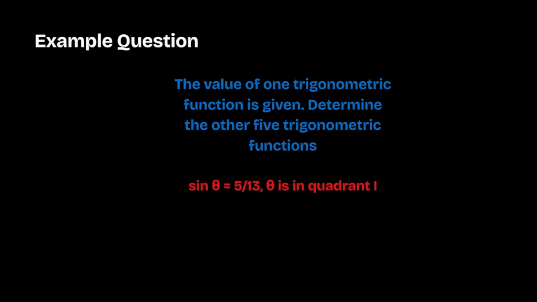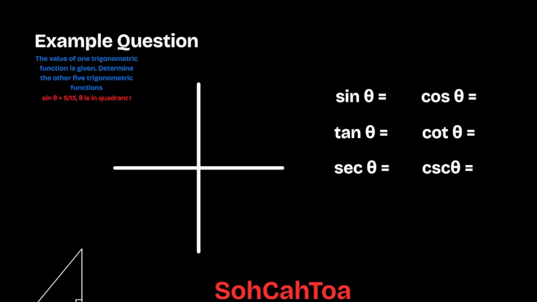Alright, this is the last question we will be doing before we wrap up the video. The value of one trigonometric function is given. Determine the other 5 trigonometric functions. So we've got sine theta is 5 over 13, if theta is in quadrant 1. So let's go look at our graph. The question tells us that it's in quadrant 1, so we'll drop our triangle down there.